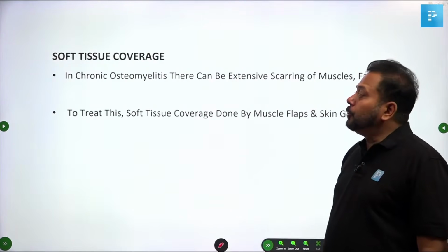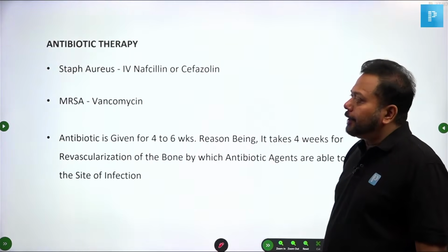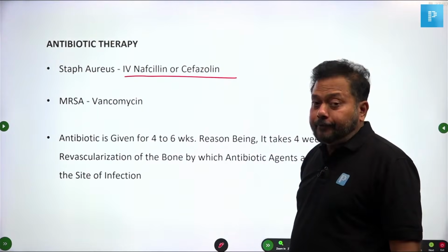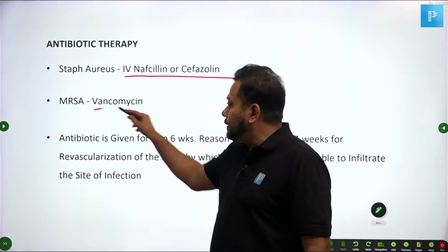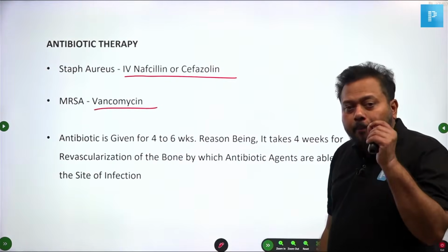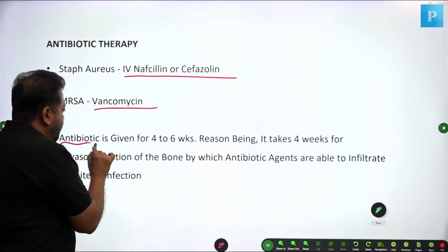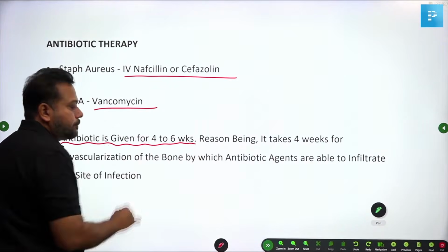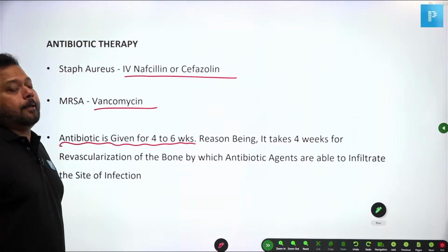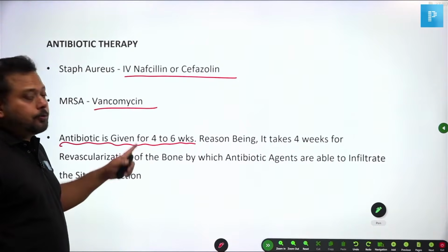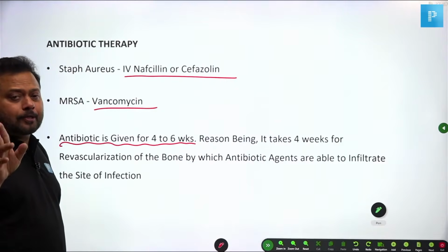Coming to the soft tissue, this is done by a plastic surgeon. Antibiotic, for staphylococcus, the textbook says IV nafcillin, cefazolin. If it is methicillin resistant staphylococcus aureus, everyone knows it is vancomycin. And the point I want to stress here, this is a very important point, dear friends. Antibiotic is given for 4 to 6 weeks. Even after saucerization and sequestrectomy, antibiotic should be given for 4 to 6 weeks. 5 days antibiotics, 7 days antibiotics is useless. 4 to 6 weeks.